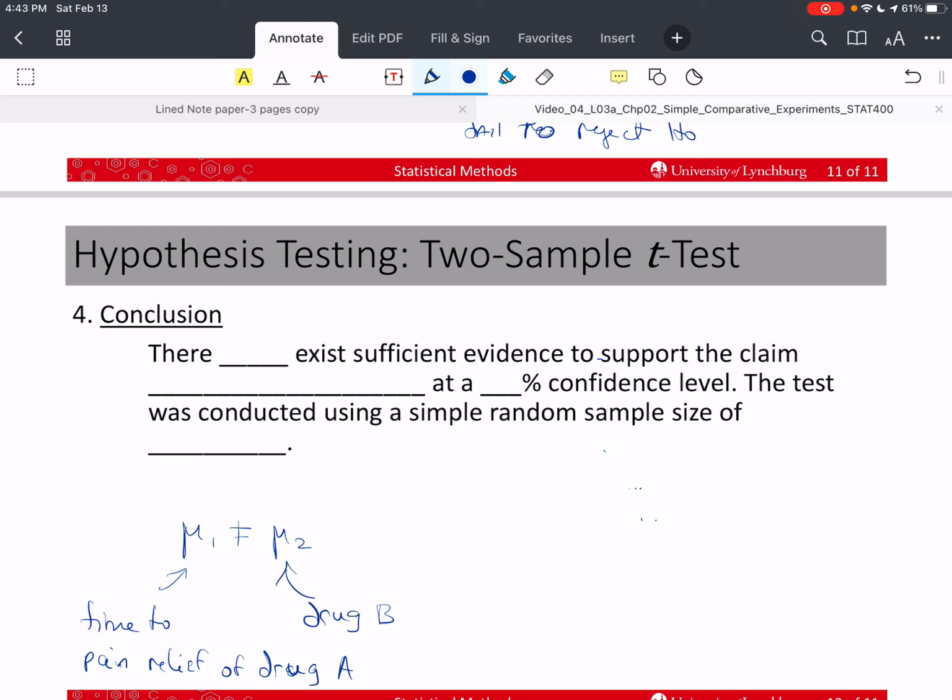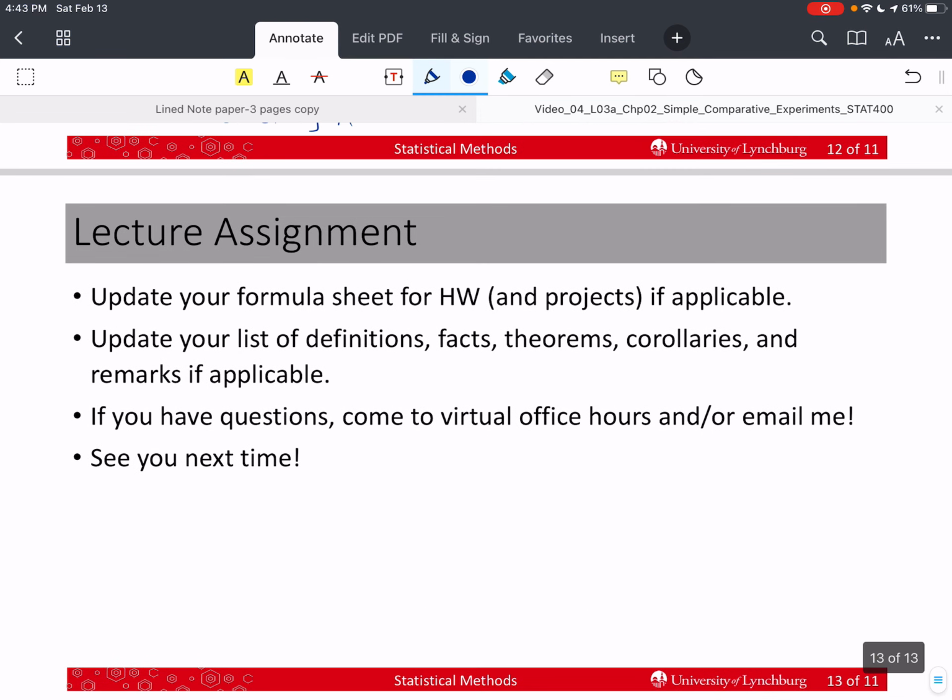All right. Well, that's enough time for this video. So in the next video, we will go over an example of all of these steps. Please, if you haven't already, update your formula sheet for your homework and projects. Now, I would certainly put the formulas for the test statistics on my formula sheet, however you want to organize it, but be able to find it quickly.